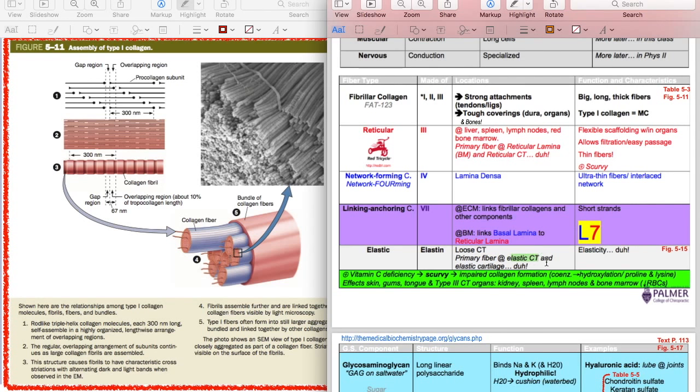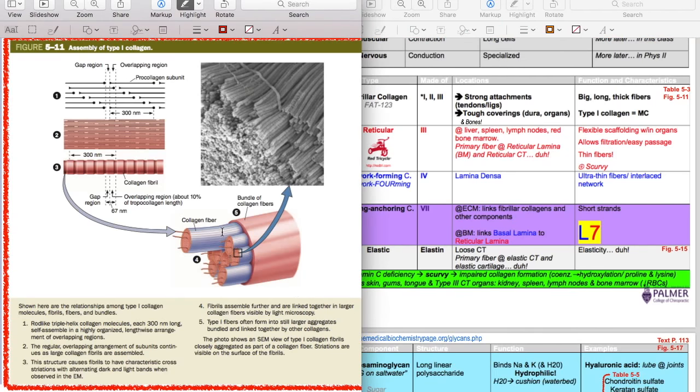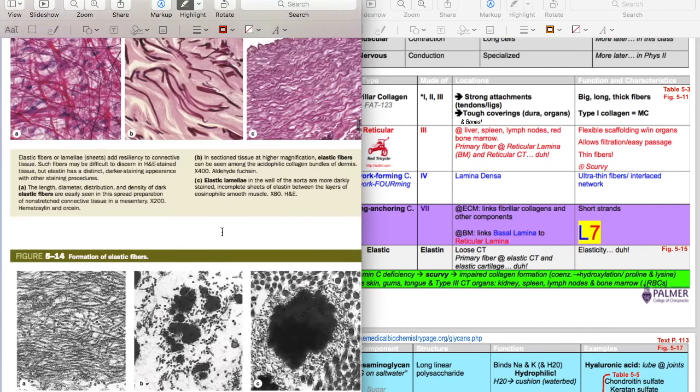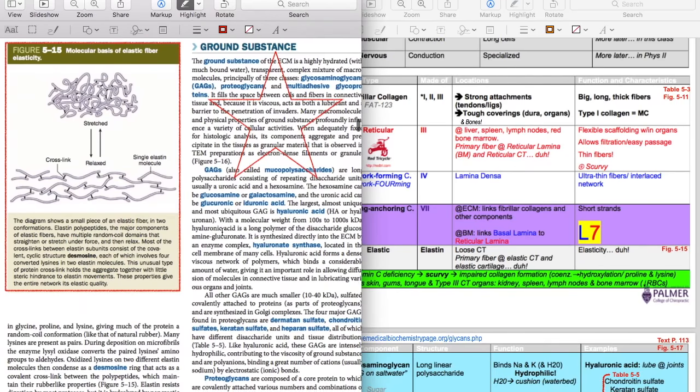Also, elastic connective tissue and elastic cartilage. Certainly, that's where it's going to be found. So I added the word duh here. And the function is elasticity or stretchy recoil. If we go to figure 15, it's kind of cool to see how these things are arranged.